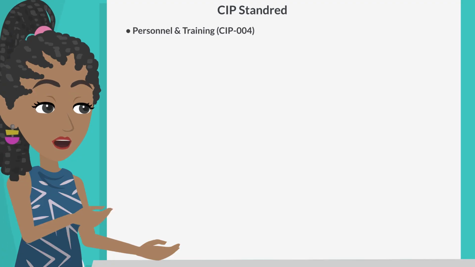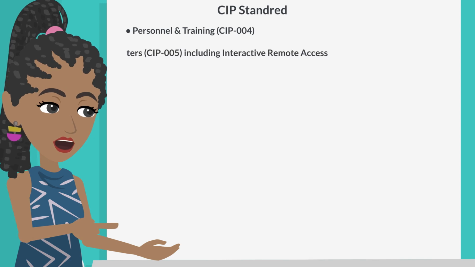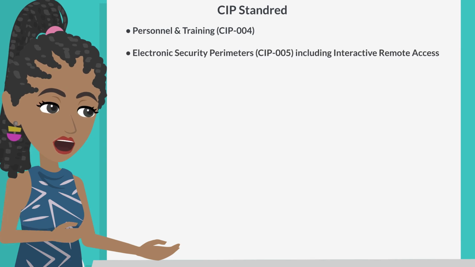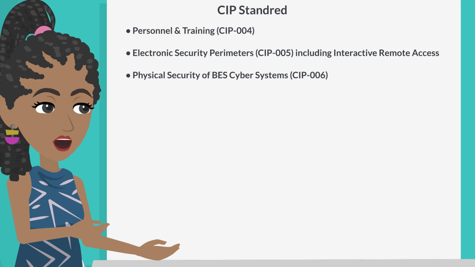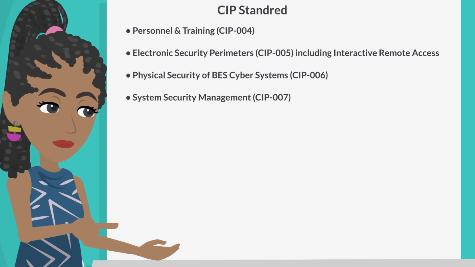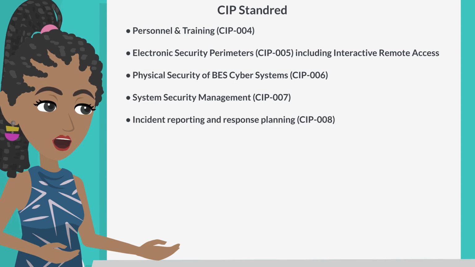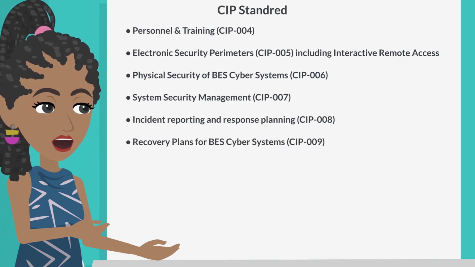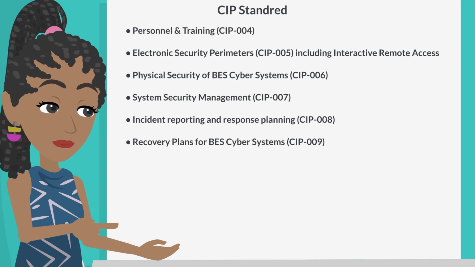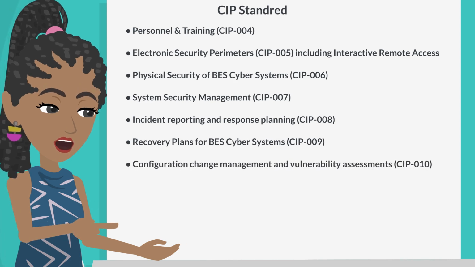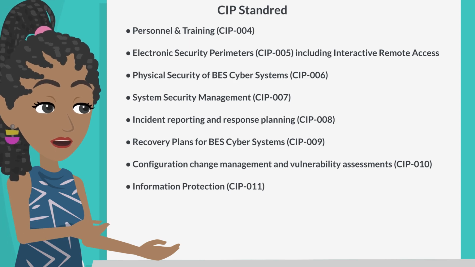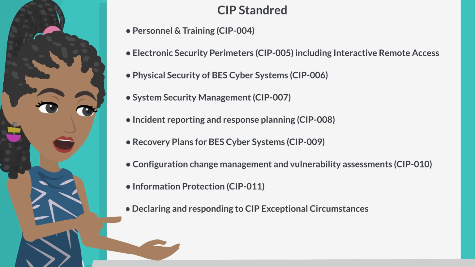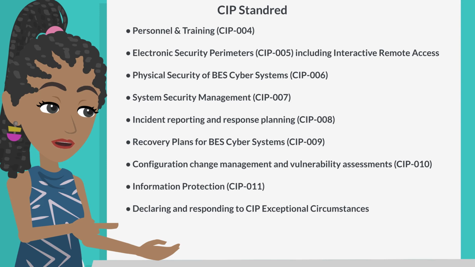Personnel and training, CIP 4. Electronic Security Perimeters, CIP 5, including interactive remote access. Physical security of BES cyber systems, CIP 6. System Security Management, CIP 7. Incident Reporting and Response Planning, CIP 8. Recovery Plans for BES cyber systems, CIP 9. Configuration Change Management and Vulnerability Assessments, CIP 10. Information Protection, CIP 11. Declaring and Responding to CIP Exceptional Circumstances.